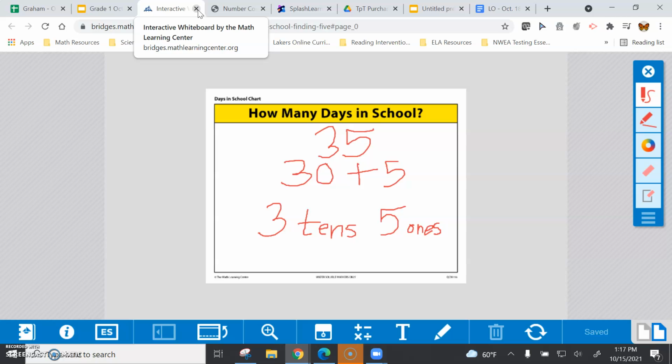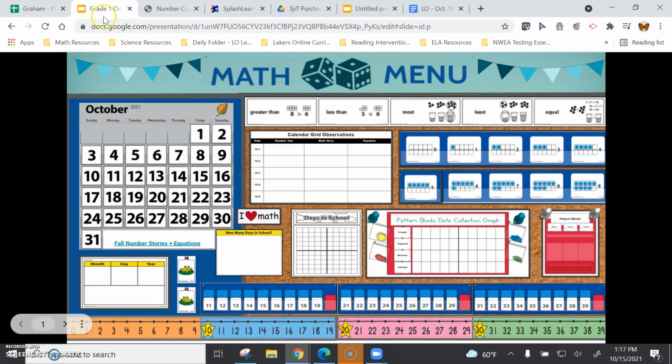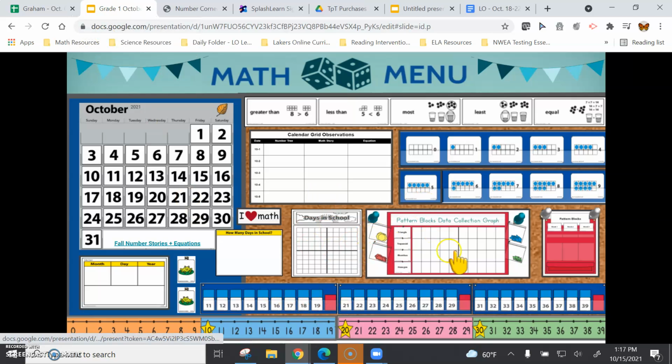Think about what math facts you can make that would equal 35. You can pause the video now and write down at least 2 ways to make the number 35, and then hurry back to the video. All right, All-Stars, we are back.